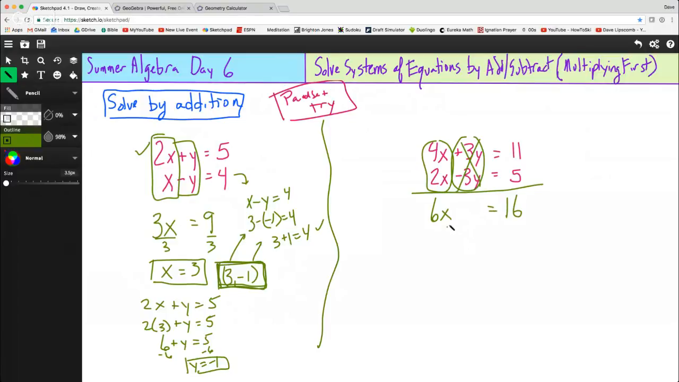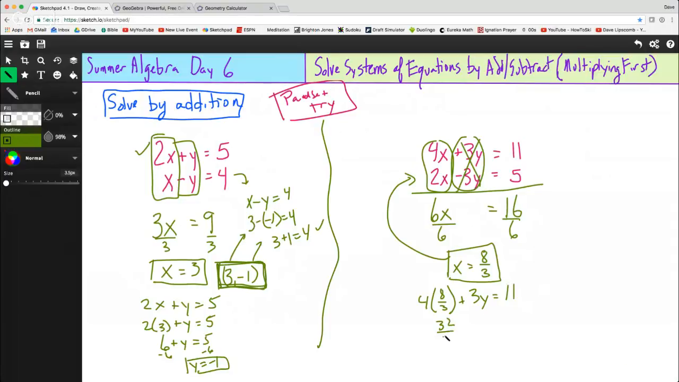All right, this is ugly because this is going to end up being a fraction. I hate fractions, but I get what I get. So we're going to divide by 6, and we're going to get x equals 8/3. Divide by 2, divide by 2. So now I'm going to go back and plug into here, and I'm going to get 4 times 8/3 plus 3y equals 11. 32/3 plus 3y equals 11.